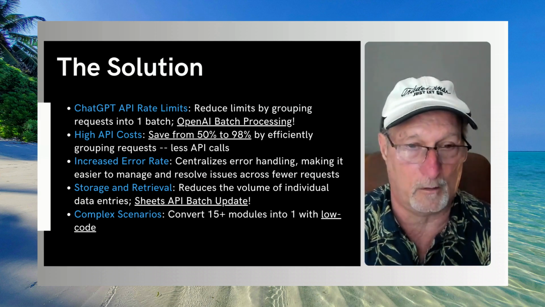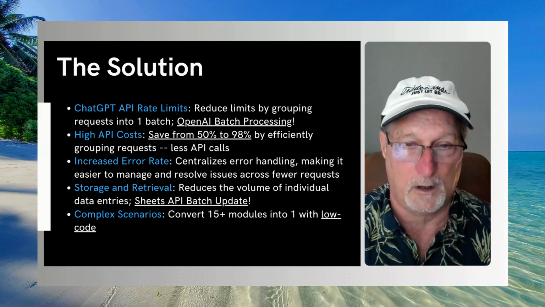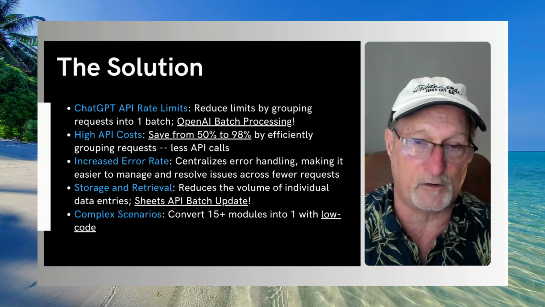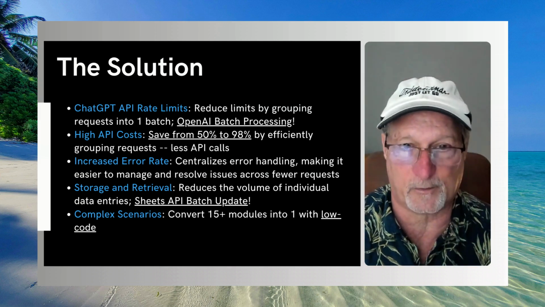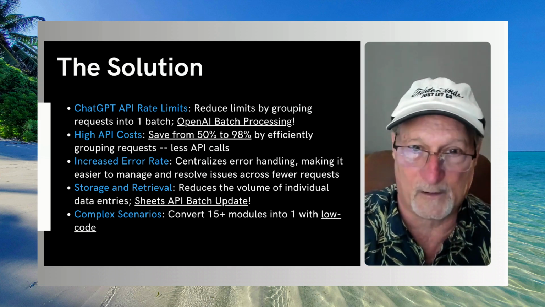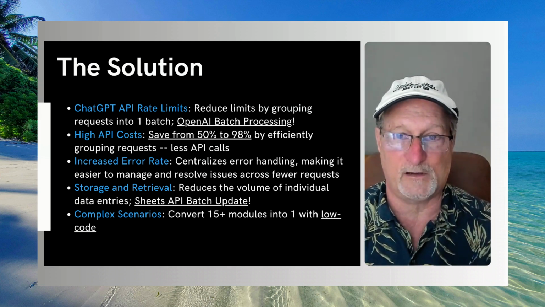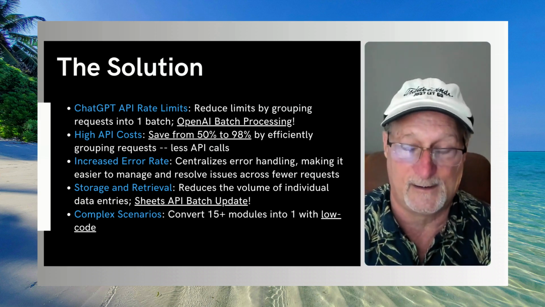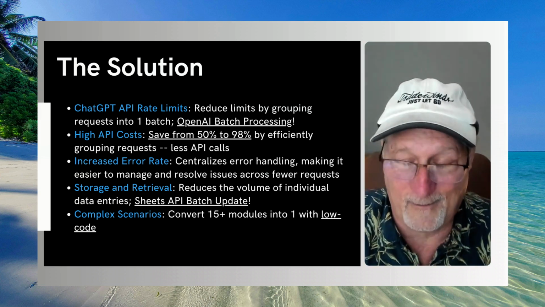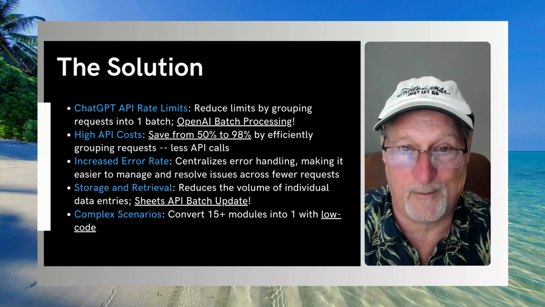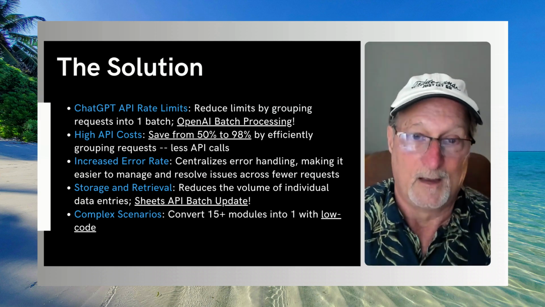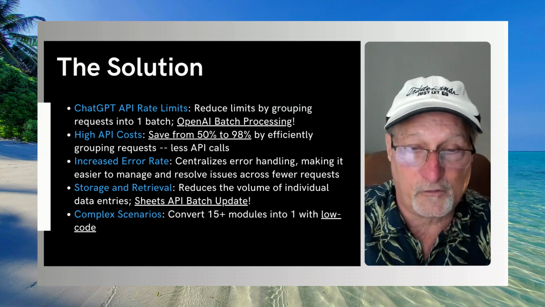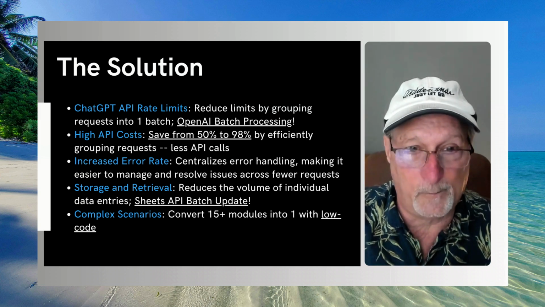By doing so, it also helps out with cost. In fact, OpenAI says you can save 50% when you choose batch processing. And I'm going to go the extra step to show you how you can actually save up to 98%, 98.5% actually. And when you talk about 98.5%, I mean, that's almost free. So it can also centralize error handling, which helps.